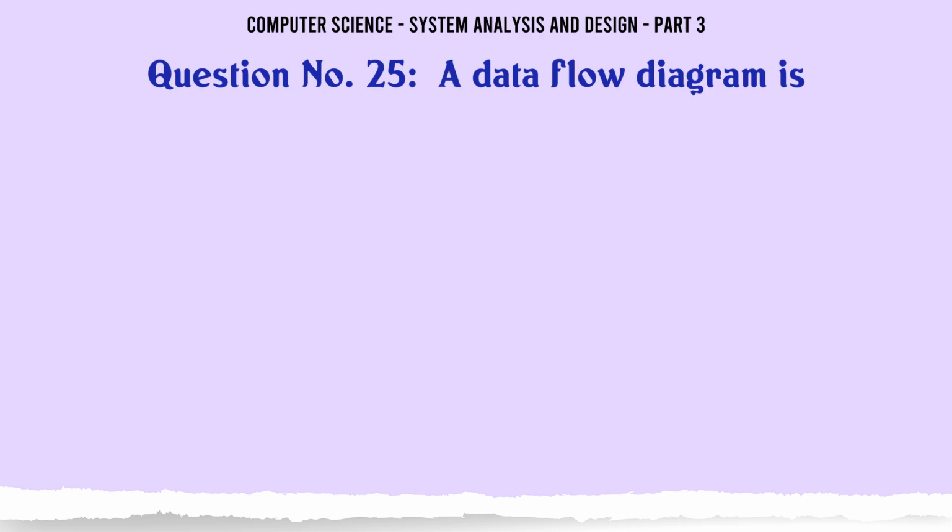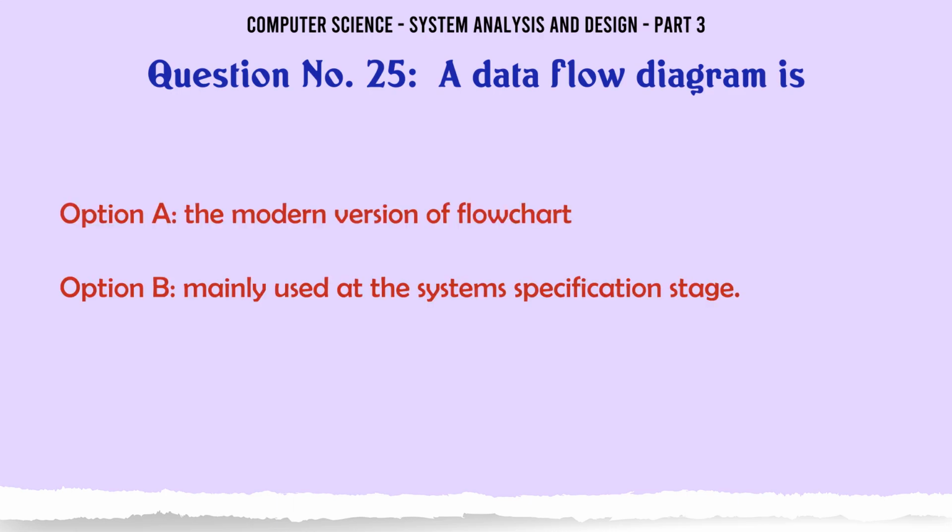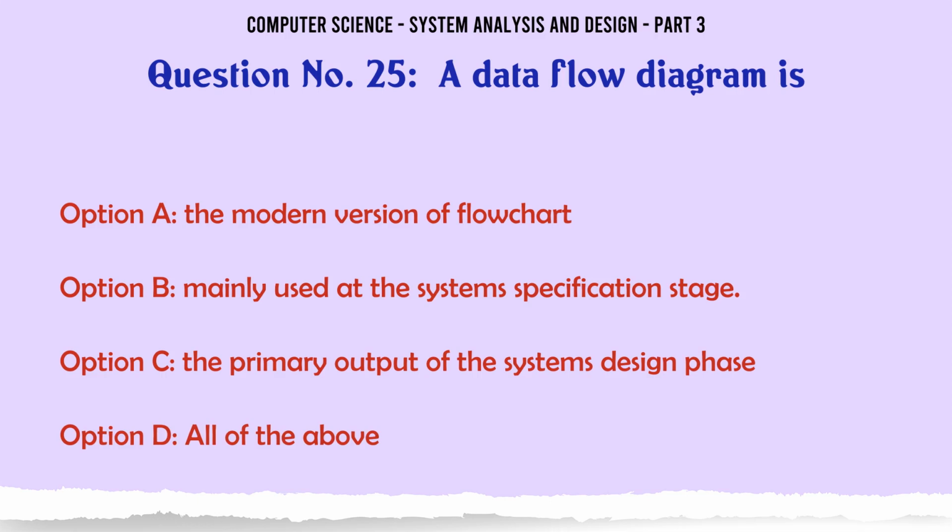A data flow diagram is: A. The modern version of flowchart, B. Mainly used at the system's specification stage, C.